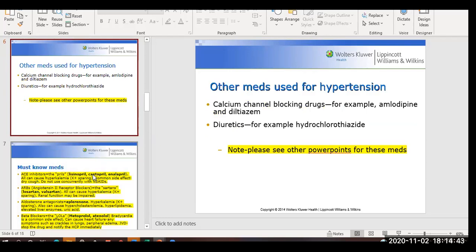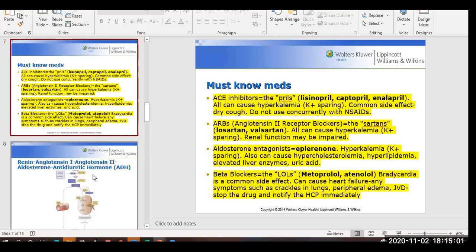There are other meds that are used for hypertension, but that's not their primary, right? Calcium channel blockers, diuretics, we use them to treat hypertension, but they're not the go-to meds, except for hydrochlorothiazide sometimes. So this chapter covers your ACE inhibitors, your ARBs, aldosterone antagonists, and your beta blockers, okay? Understand that the A's, ACE inhibitors, ARBs, and aldosterone antagonists, those three A's, they are true anti-hypertensives. That's what they do. They lower your blood pressure, okay?